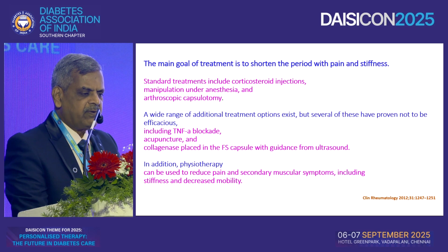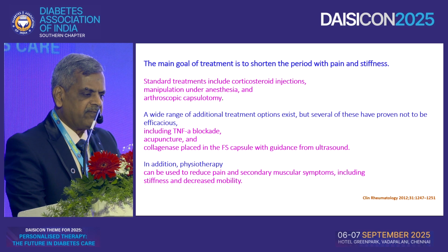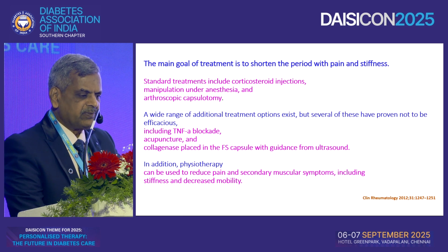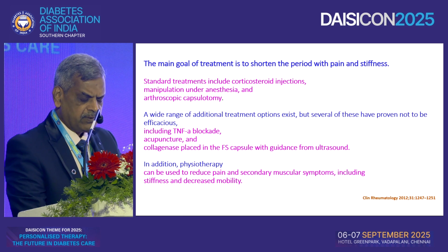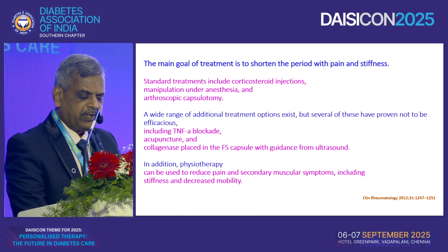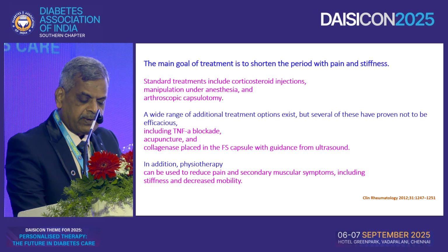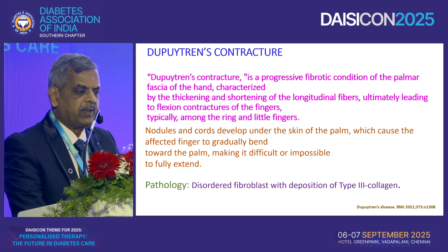A wide range of additional treatment options exist, but several of these have proved not to be efficacious, including tumor necrosis factor alpha blockade, acupuncture, and collagenase placed in the frozen shoulder capsule with guidance from ultrasound. In addition, physiotherapy can be used to reduce pain and secondary muscular symptoms, including stiffness and decreased mobility. Primarily, of course, better glucose control, pulling down the A1C, also helps to relieve the shoulder pain.